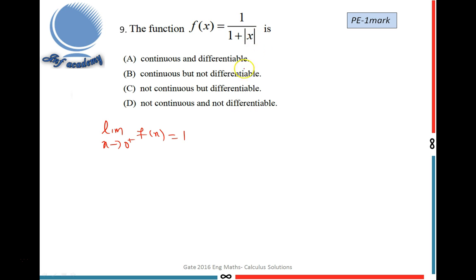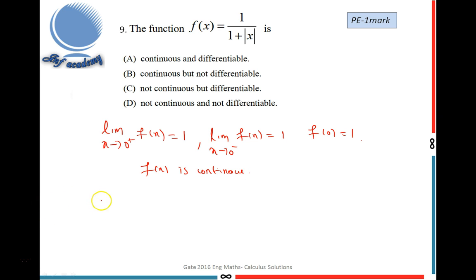Next, x tends to 0, so modulus x also tends to 0, giving 1 by 1. Next, limit x tends to 0 minus, the left hand limit f of x equals 1. F of 0 is also 1. So f of x is continuous.